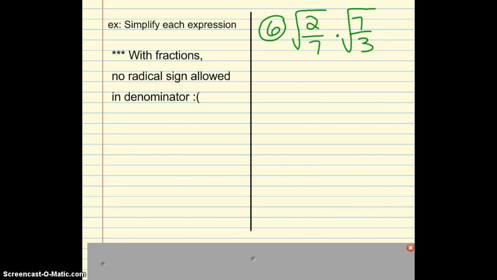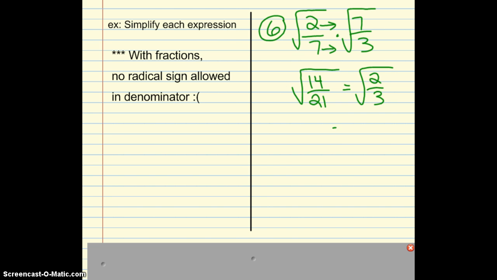All right. Another way to approach fractions is that we're going to multiply straight across. So we will have the square root of 14 over the square root of 21, which we can simplify into the square root of 2/3 so that our numbers are at least smaller to work with.